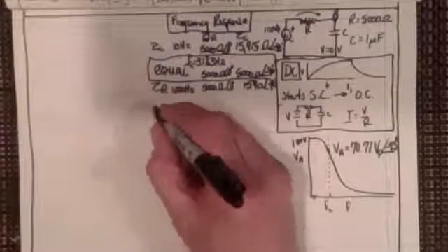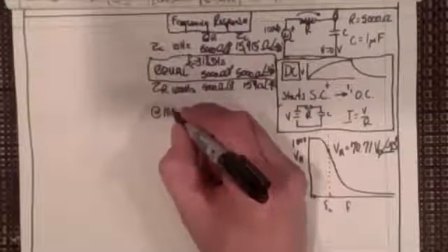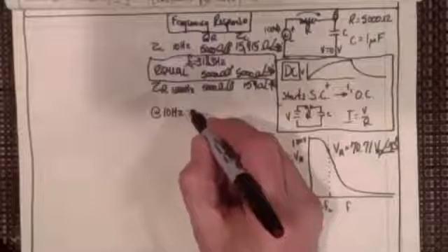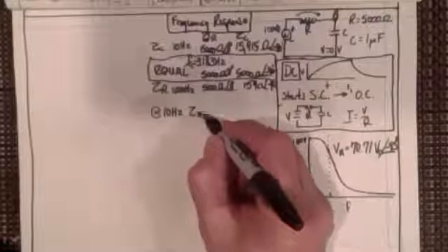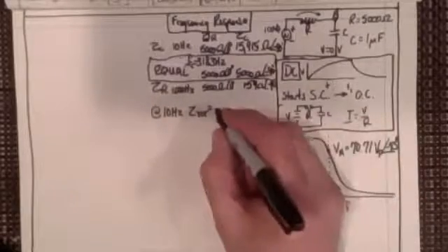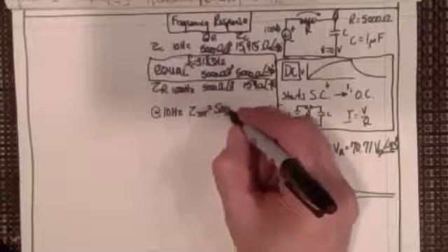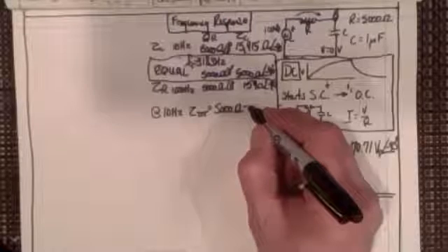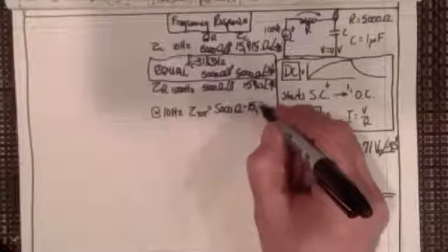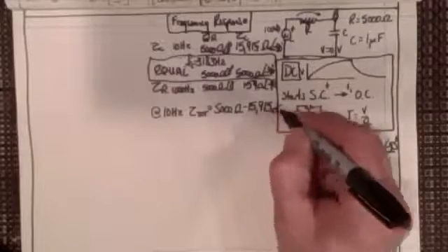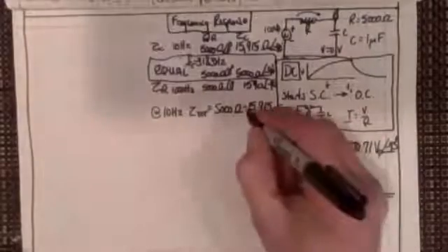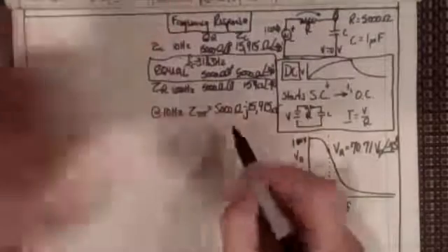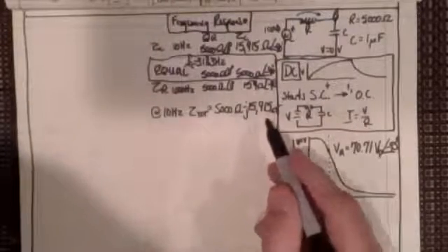So at 10 hertz, what is our impedance going to be? Well, our total impedance for the circuit is going to be my 5,000 ohm resistor, right? Minus 15,915 ohms, right? Oh, I forgot j, sorry. So 5,000 minus j15,915. It's a complex number. So that's my total impedance at 10 hertz.